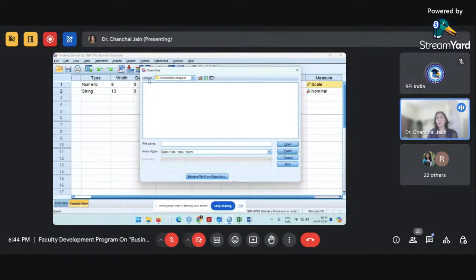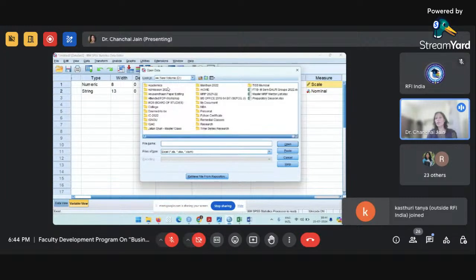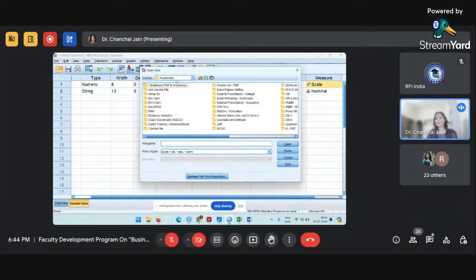Now in the login, you need to set the location from where you want to pick the data. Suppose I set my location. From this particular location, I want to select my data.